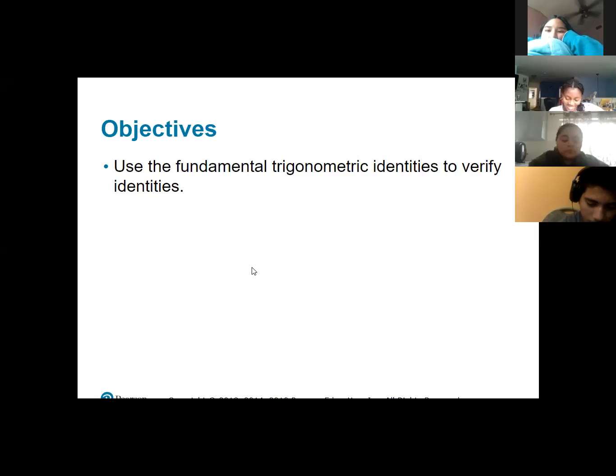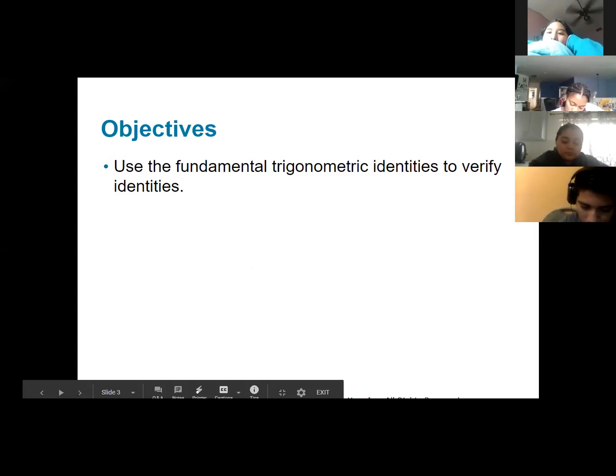Okay, thank you. Our objectives, we're going to use the fundamental trigonometric identities to verify identities. It's going to be very important as we move forward. The next lesson, we're going to talk a little bit about proofs, and we're going to get to see how that plays out.